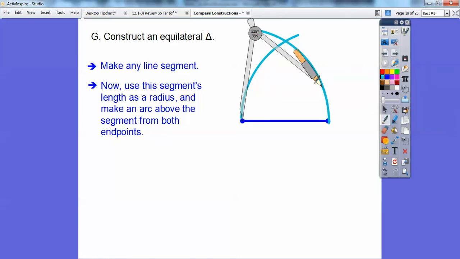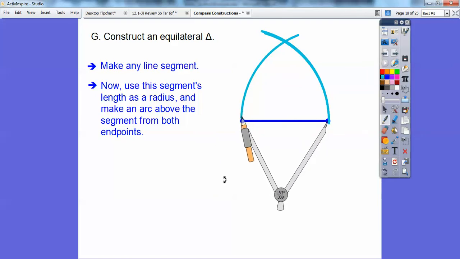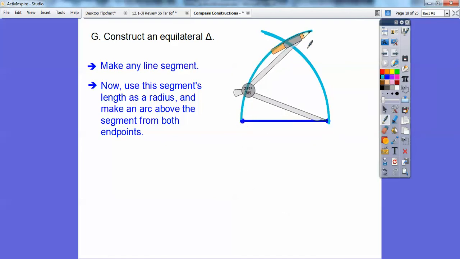Okay, so then we're just going to go right there, and then we're going to flip it over and do it from this side over here. Let me turn it upside down. And then we're going to just draw this segment right here. That's all we're going to do, just draw this next segment right there. So that's how you make an equilateral triangle. So we use the segment lengths as the radius of a circle.